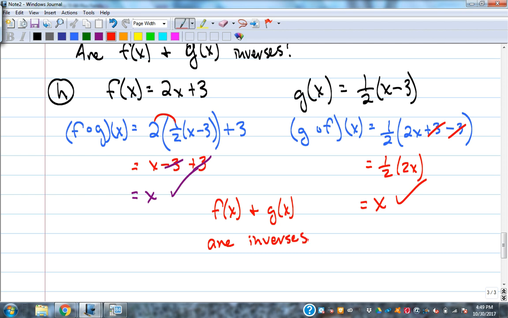If you get anything other than plain x, they're not inverses. If you get negative x, that's not an inverse. If you get x plus 1, that's not an inverse. If you get 1 over x, that's not an inverse. It has to be plain x, 1x. That's what it's got to be for them to be inverses. All right.